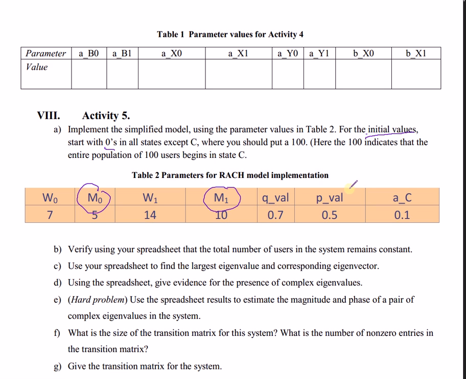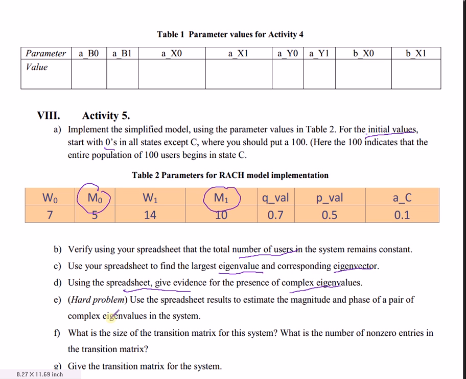Now, once you've constructed your model, you should be able to work with it. Use your model to show that the total number of users remains constant throughout the process. I want you to use your spreadsheet to find the largest eigenvalue and the corresponding eigenvector. Remember, we've done similar things in the spotted owl model. I want you to use your spreadsheet to give evidence for the presence of complex eigenvalues. Compare what you see with what we saw in the spotted owl model. When you had complex eigenvalues, you saw some wiggles. So I want you to see if you can relate that concept to this model as well, and explain how you can show complex eigenvalues from what you see in the spreadsheet.